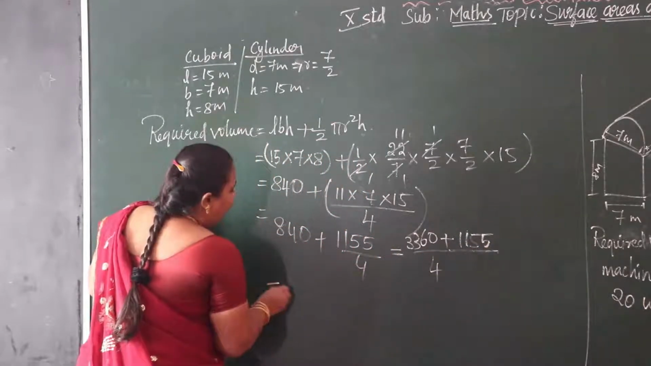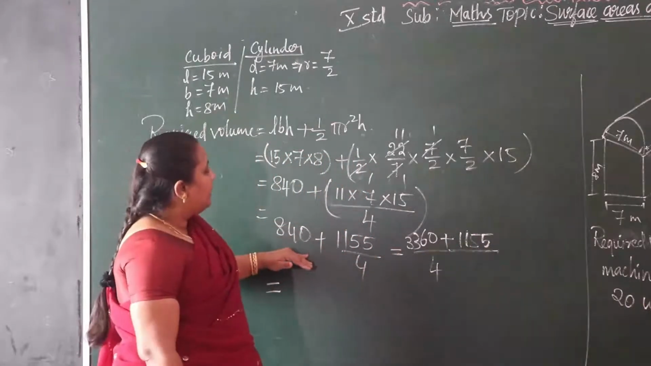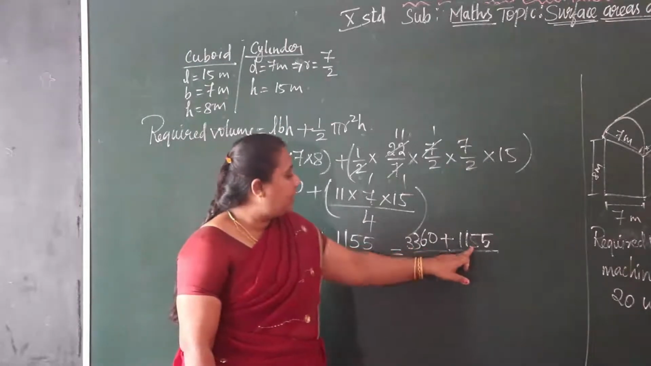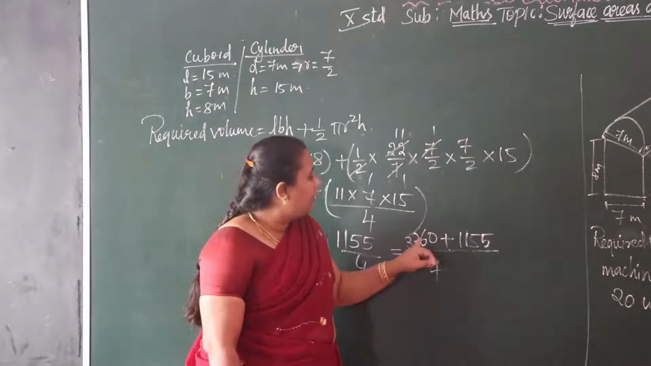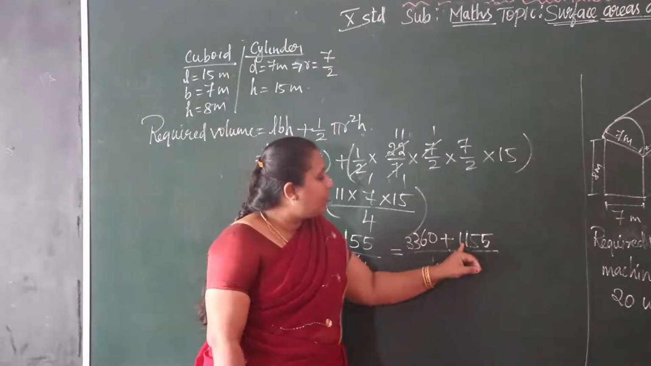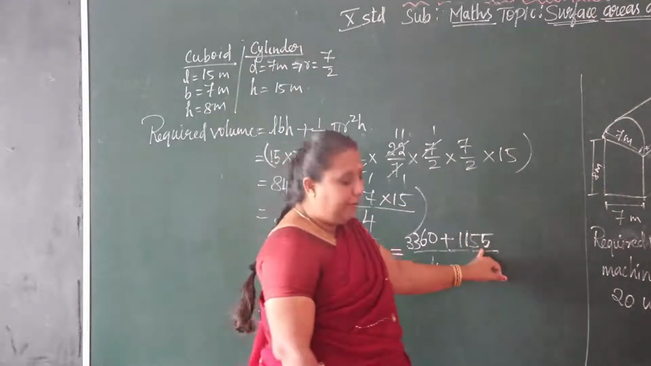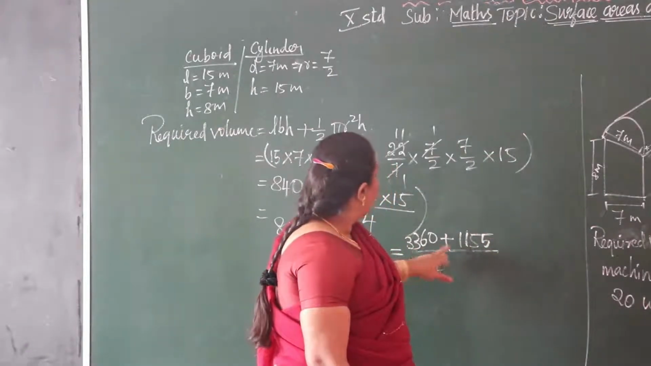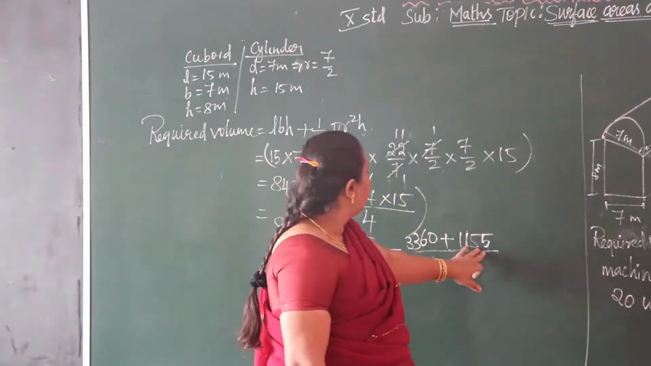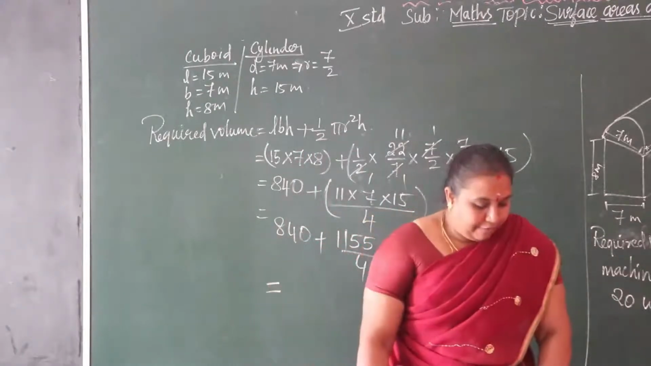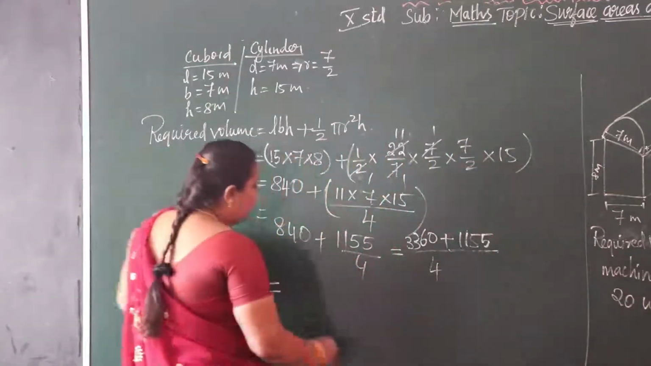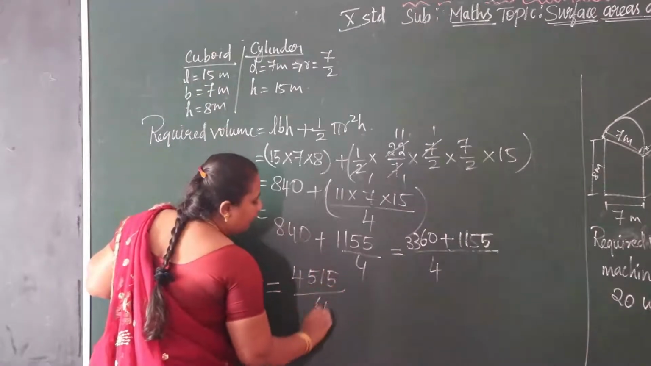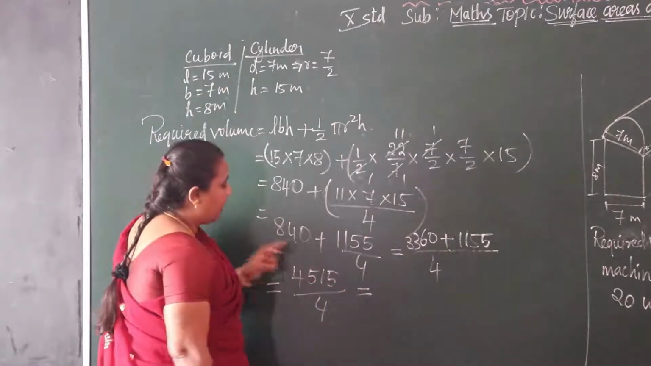1155. So now we are having, okay, so see, the air occupies. We have to add these two. So 3,360 plus 1,155. Okay, so we are getting 4,515 by 4. So we have to take this cancellation.